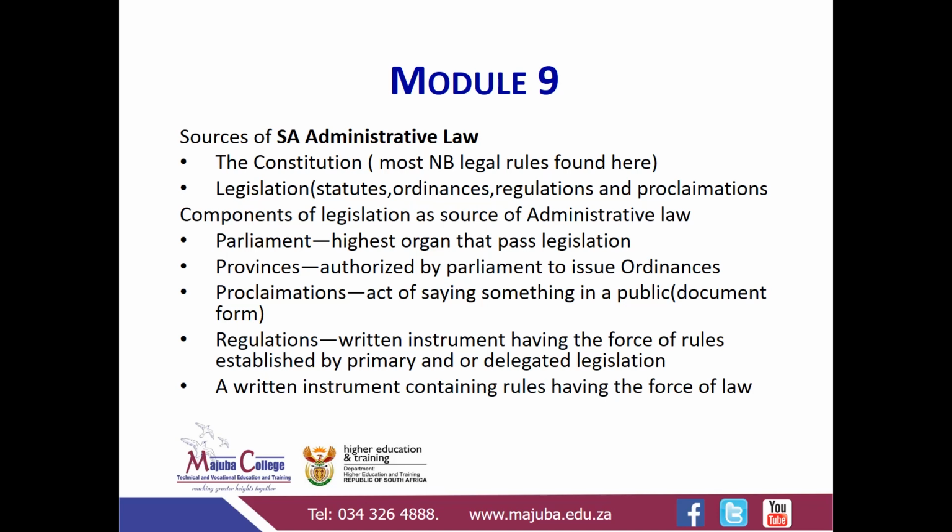Then let's start with parliament. Parliament is the highest organ that passes legislation, right? And provinces. Provinces are authorized by Parliament to issue ordinances. Proclamations are just the act of saying something in public. They use documents; it's in document form, but it must be said in public.